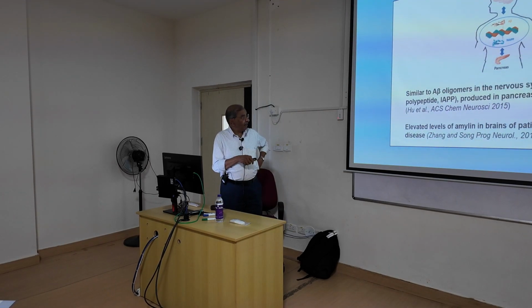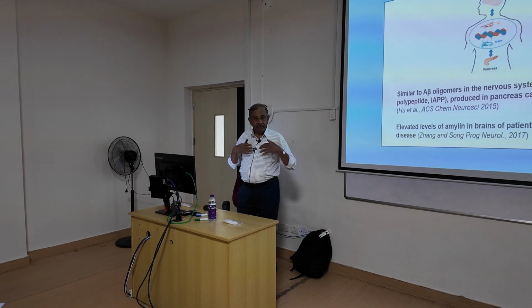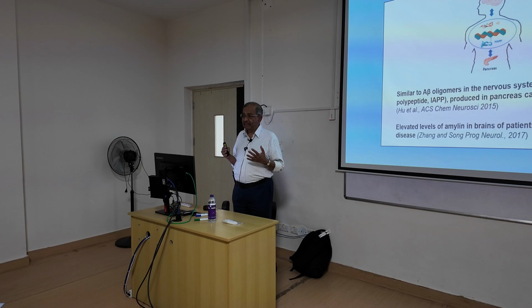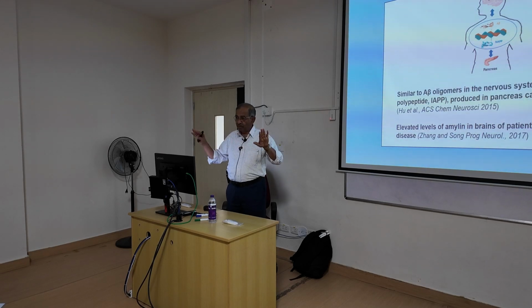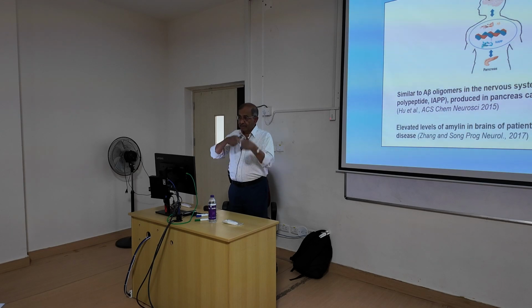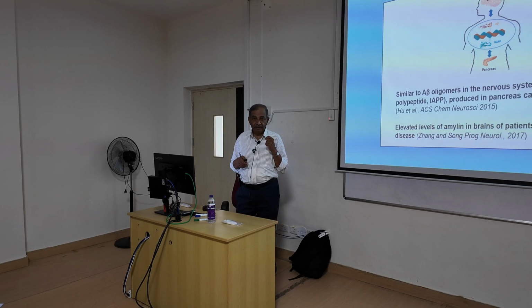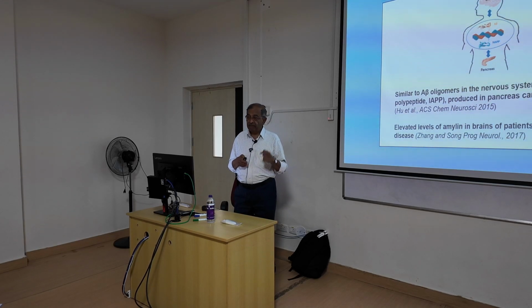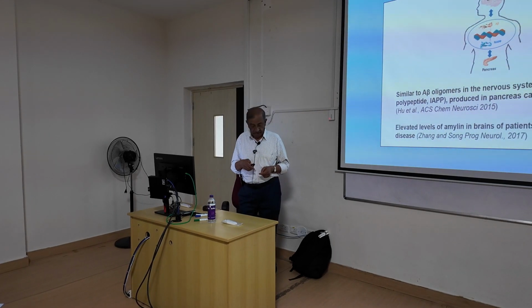So amylin is made in the pancreas along with insulin, and it goes to the brain and says, yes, you have eaten. It's a satiety gene. Amylin is made along with insulin in the pancreas, goes to the brain, and says, yes, you have eaten, you're full. That is the normal function of amylin. However, amylin changes its structure in the brain and it becomes amyloid. So that's when you have problems even with diabetic people. And elevated amylin levels in the brains of patients with Alzheimer's disease have been noted.